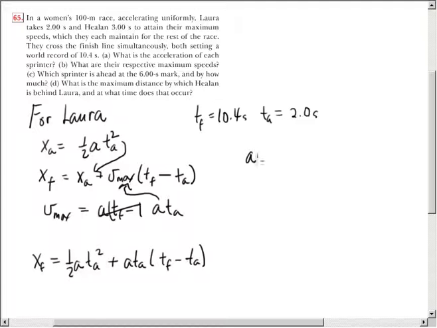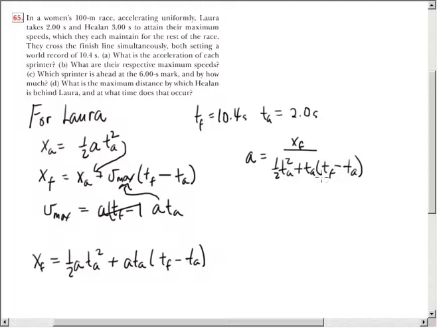Solving for A, we have A equal x_f over 1/2 t_a squared plus t_a times (t_f minus t_a). Now, will this equation work for both runners?